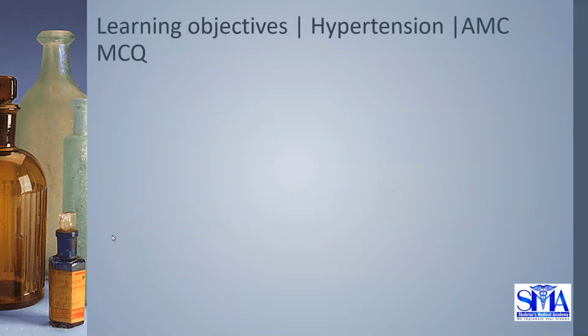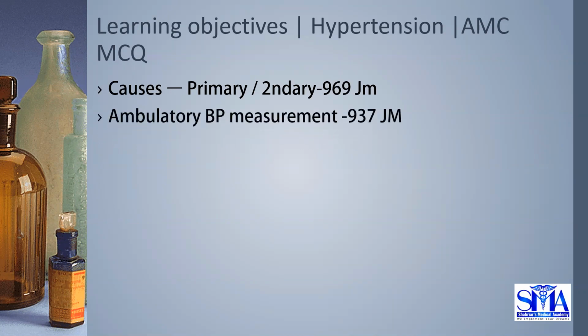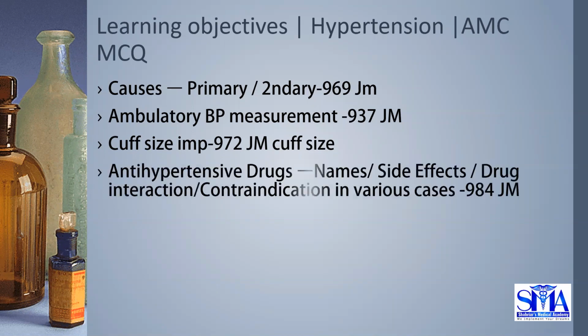Now, as you can see, there are definitely some learning objectives for hypertension, especially the outlines from John Murtagh. You need to learn the causes, also the normal ranges, and you will find all those things on page 969 of John Murtagh. Ambulatory blood pressure measurement is given on page 937 of John Murtagh. These are all 7th edition page numbers. Cuff size, again, is mentioned on page 972 of John Murtagh, along with antihypertensive drugs, names, and certain other things.